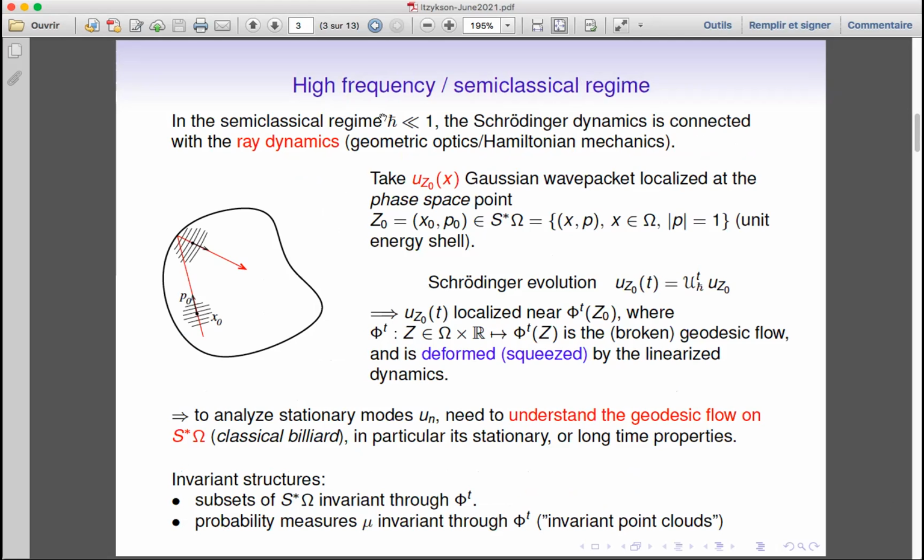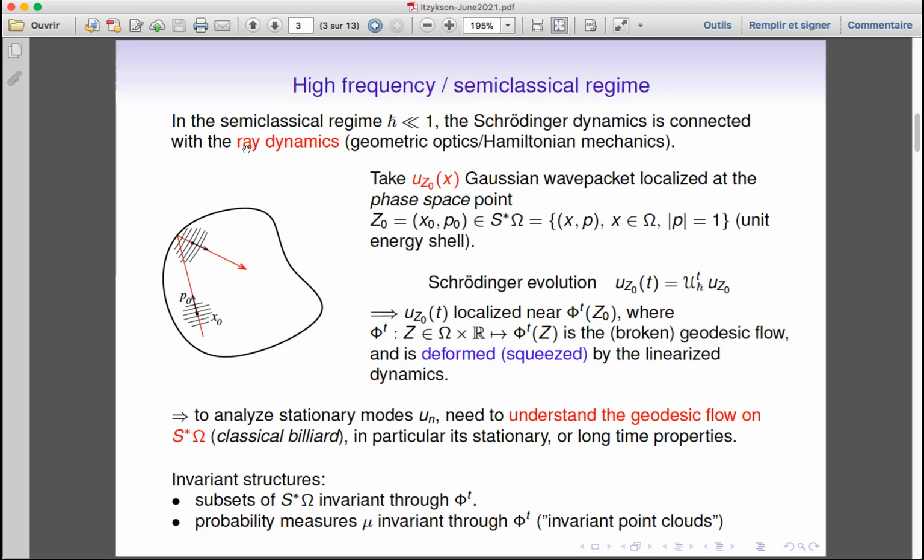So in this semiclassical regime, when the Planck's constant is very small, here I remove the mass of the particle, so the mass is equal to 1. The semiclassical regime is that h bar is small compared to 1, in dimensionless units. There is a connection between the time-dependent Schrödinger equation and ray dynamics, or classical dynamics.